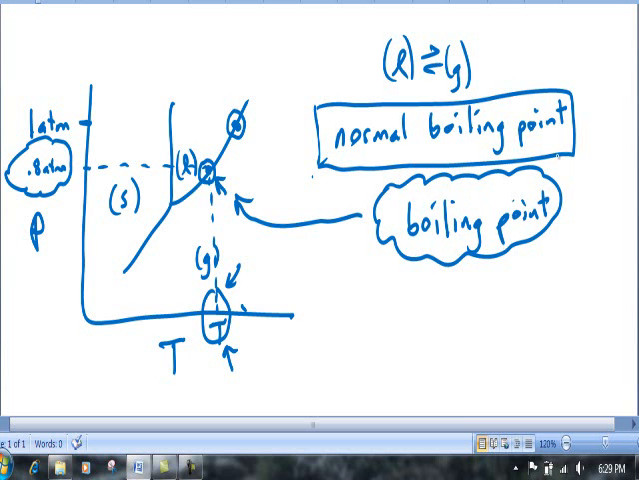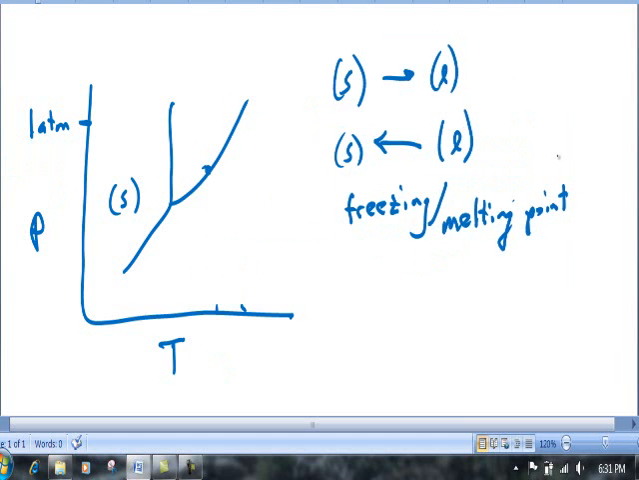The same would be true for the phase change between solid and liquid, which is the freezing and melting point. That would take place over here, between our solid and liquid phases. This point, because it's not at 1 atmosphere pressure, would be considered just any old freezing and melting point, whereas if we go specifically at 1 atmosphere pressure, the temperature we'd have for that specific freezing or melting point would be known as the normal freezing and melting point.